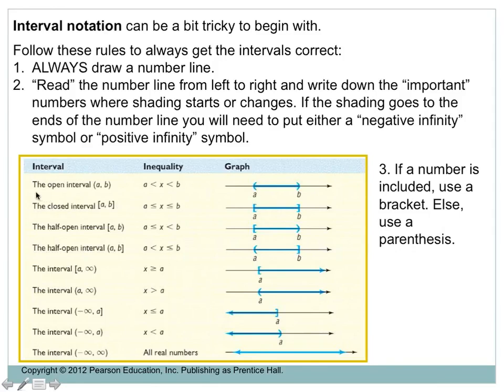For example, if you have (a, b), that's the same thing as the inequality x between a and b. If you were given a is less than x is less than b, you would all know how to draw it on a number line. To write it in interval notation, we look on the left-hand side for shading. We have shading right here, so we write down a, and then our shading stops at b. We use parentheses because those numbers are not actually included. The same thing is true all the way down.